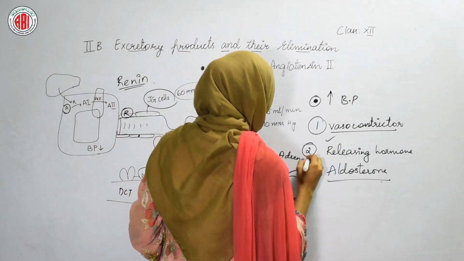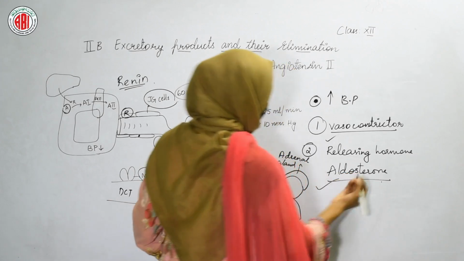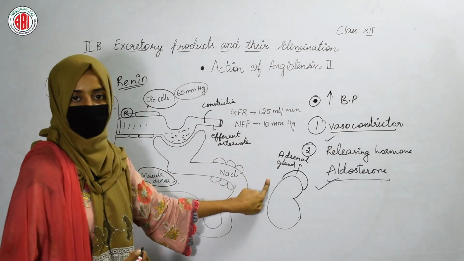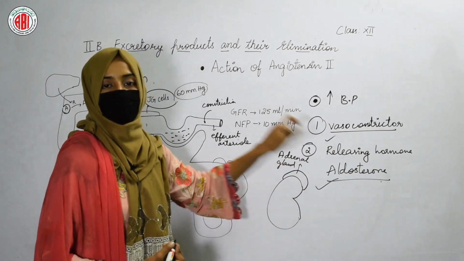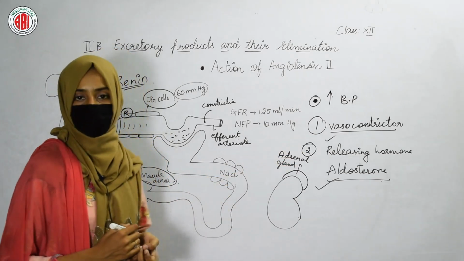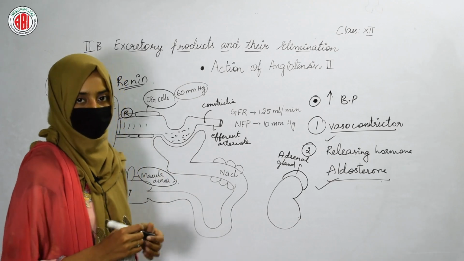This gland is responsible for releasing the hormone called aldosterone. Once angiotensin 2 reaches the adrenal gland, it stimulates the gland to release aldosterone. Now let us see what this aldosterone does to increase the blood pressure when the BP becomes low in the systemic circulation.